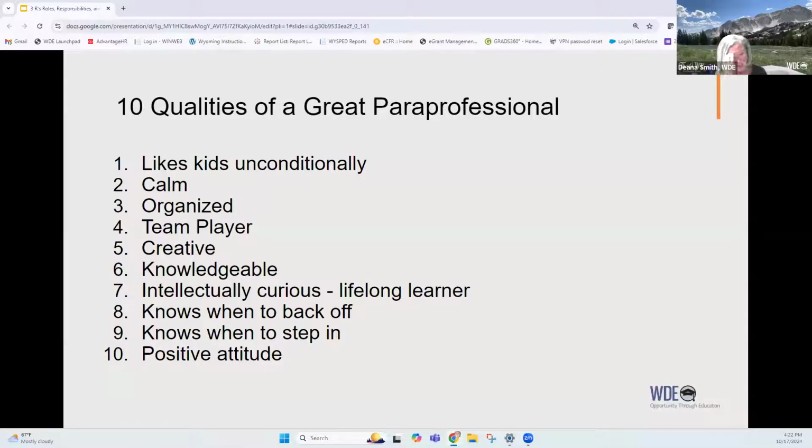So looking over some different things, these were some, says the 10 qualities of a great paraprofessional. There's many more, and I know that, but let's just take a quick look over these 10. How many of these characteristics do you feel that you possess at this time? Some of these are a little harder than others. The first one, likes kids unconditionally.